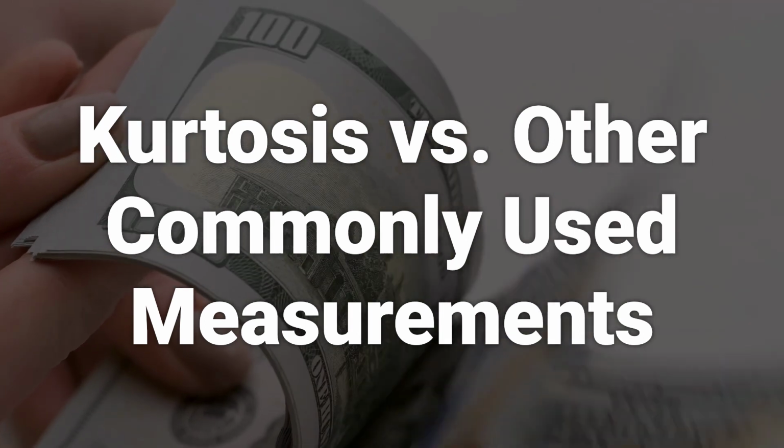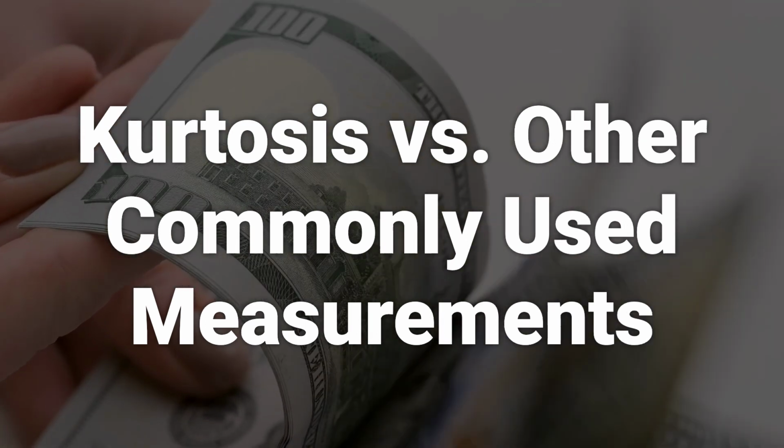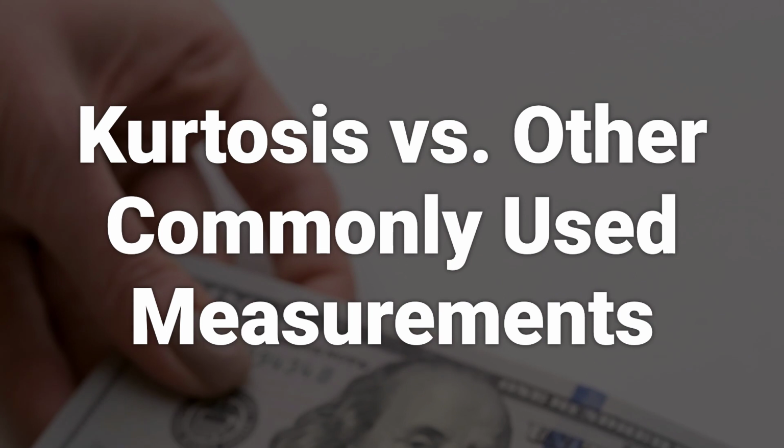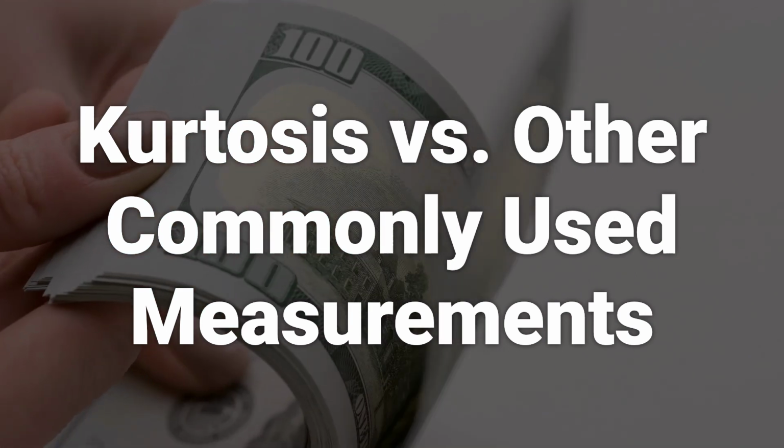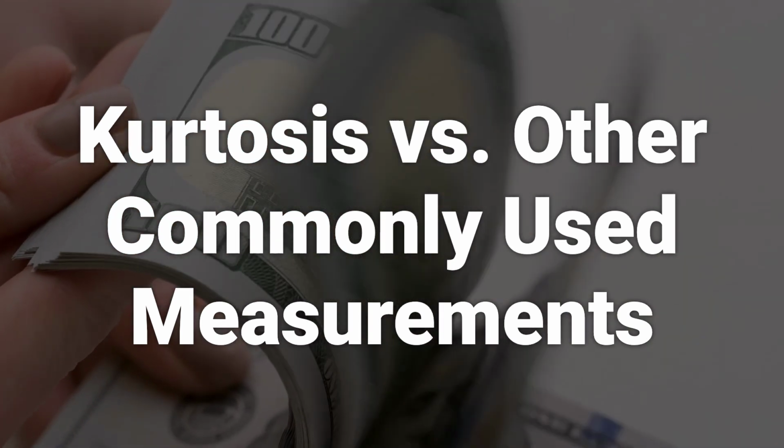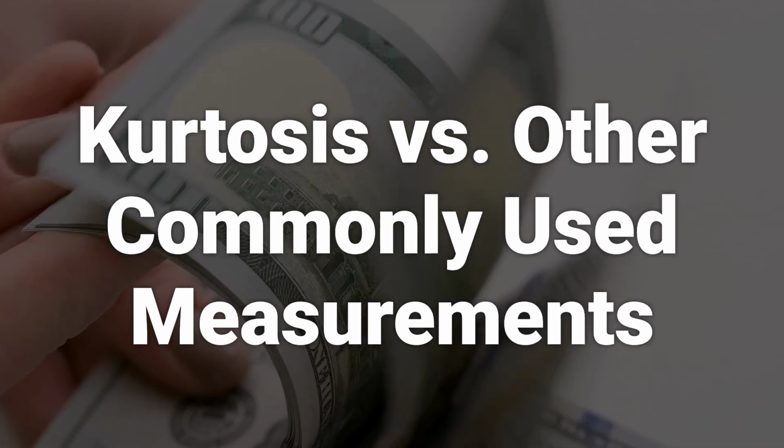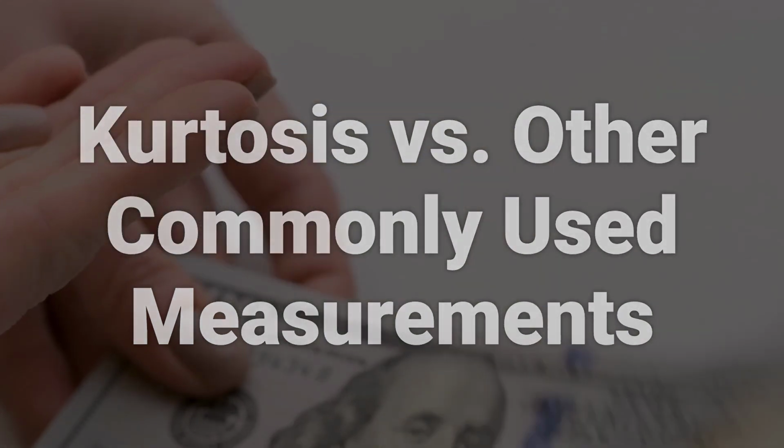Kurtosis risk differs from more commonly used measurements such as alpha, beta, R-squared, and the Sharpe ratio. Kurtosis measures the nature of the peak or flatness of the distribution, while these other measurements assess performance, volatility, and risk.